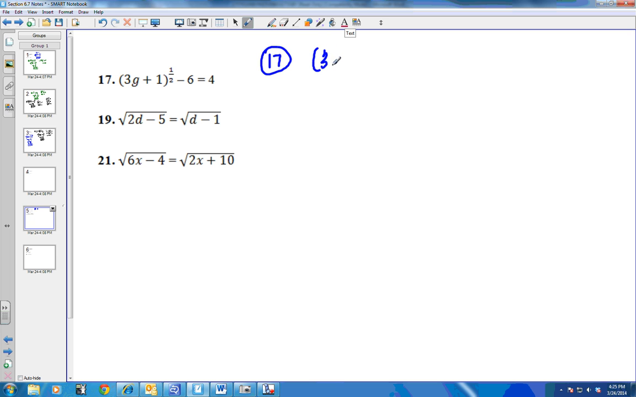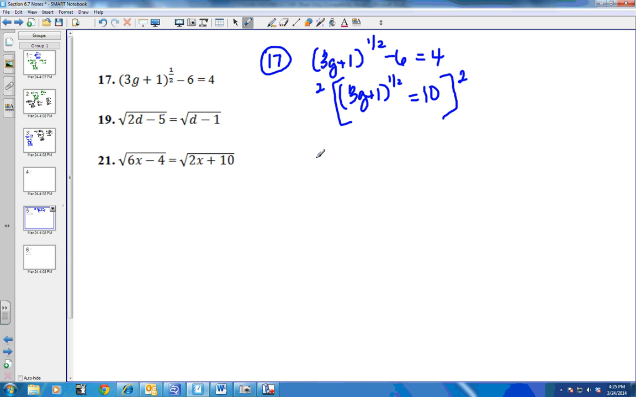So I have 3g plus 1 to the 1/2 minus 6 equals 4. So 1/2 power is the square root. Okay, so I need to isolate whatever's to a power. So I'm going to add 6 to both sides. So when I add 6 to both sides, I get this is equal to 10. Now if it's to the 1/2 power, to solve for g, I'm going to square both sides. So when I square this, I have 3g plus 1 equals 10 squared, which is 100.